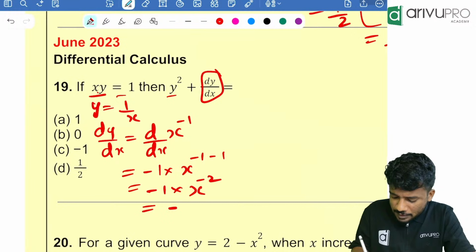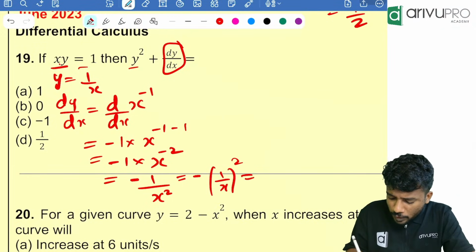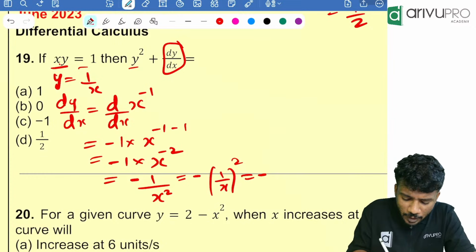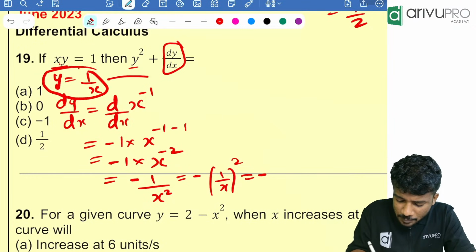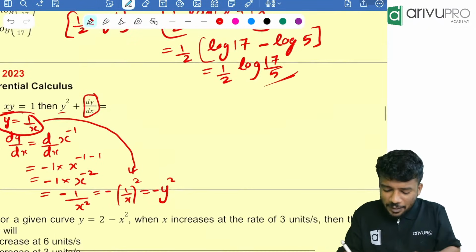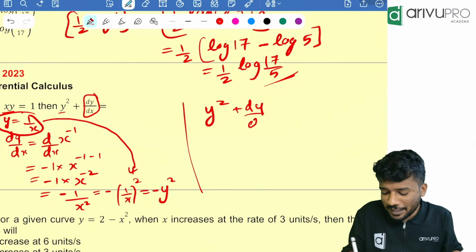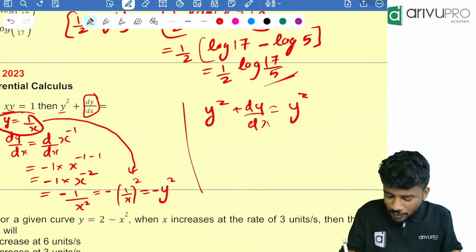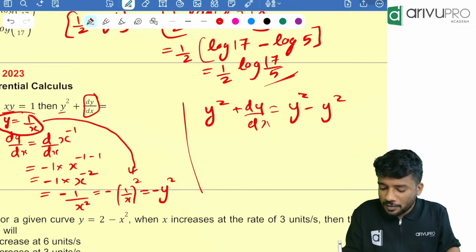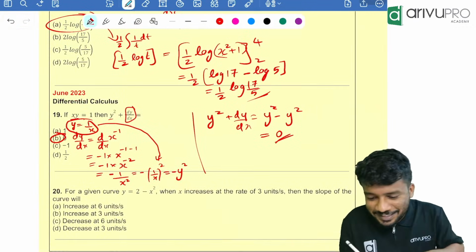This can be written as minus 1 by x square, or minus of 1 by x the whole square, and 1 by x is nothing but y. So can I write it as minus y square? Now y square plus dy by dx is nothing but y square minus y square, which is equal to 0. Yes, option B is the answer.